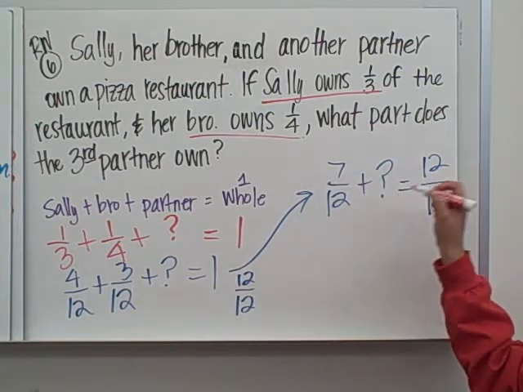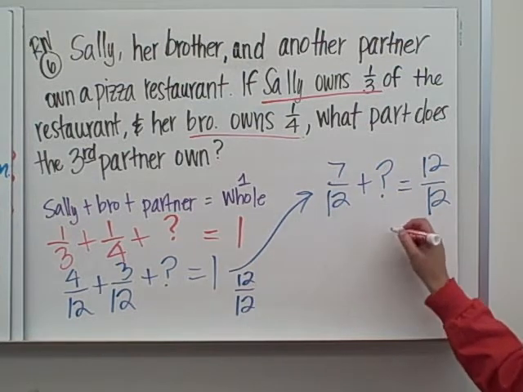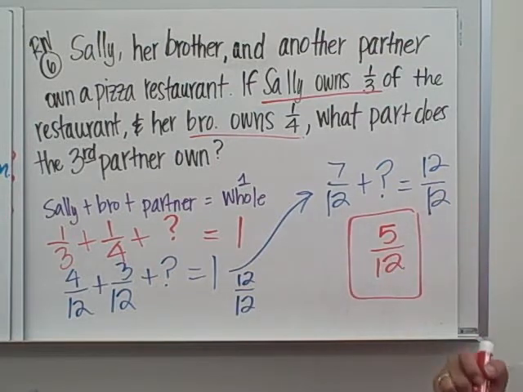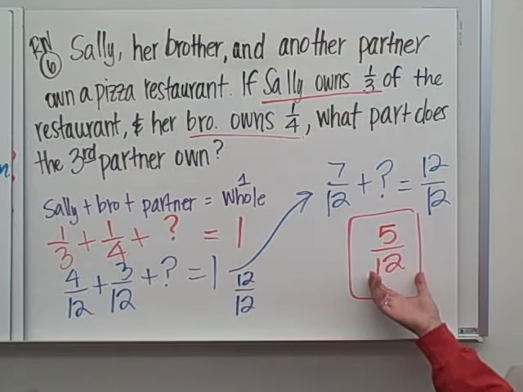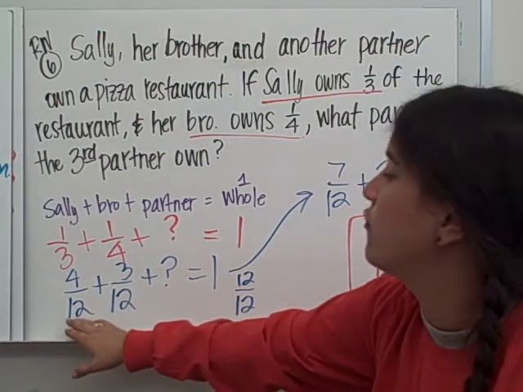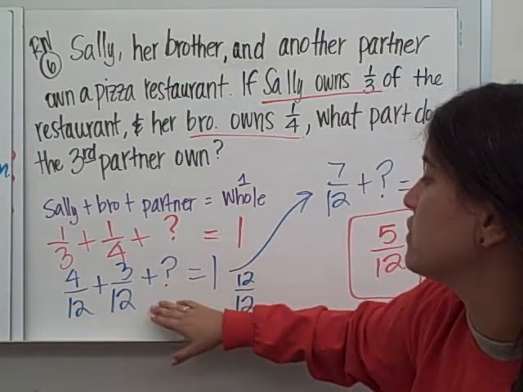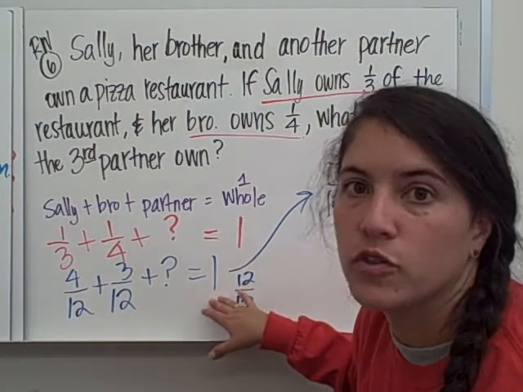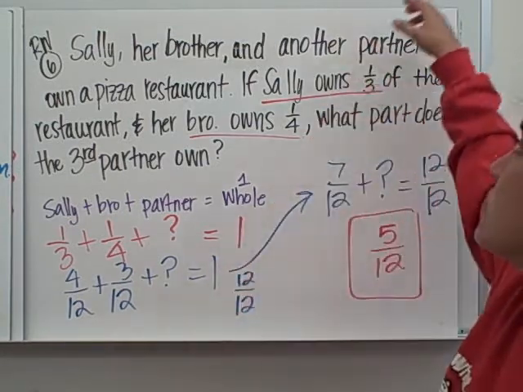And by subtracting 7 from both sides, we would get 5/12 is what the partner owns, the third partner. So then you could check 4/12 plus 3/12 plus 5/12 is equal to 1 whole, which would be 12/12 of the pizza restaurant.